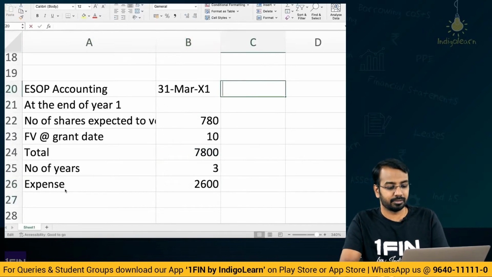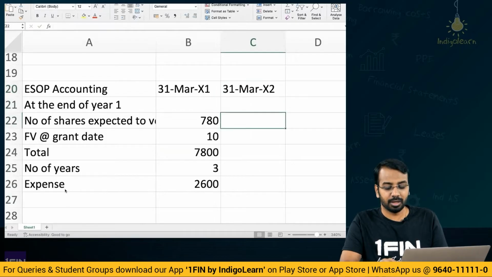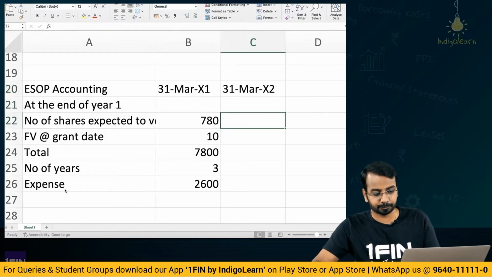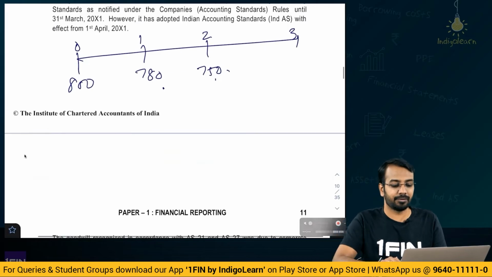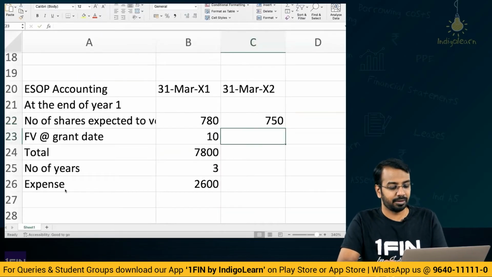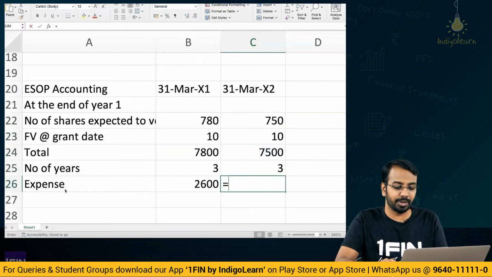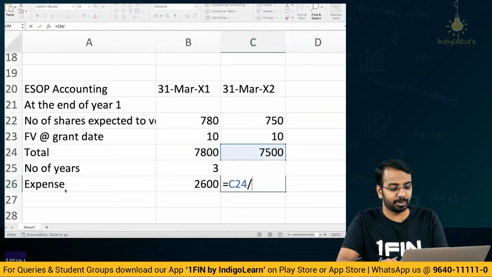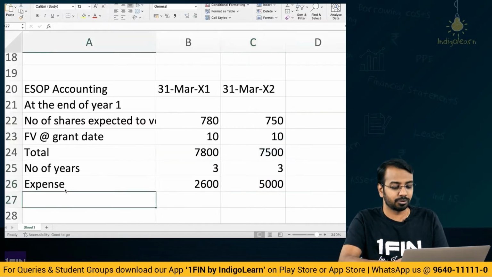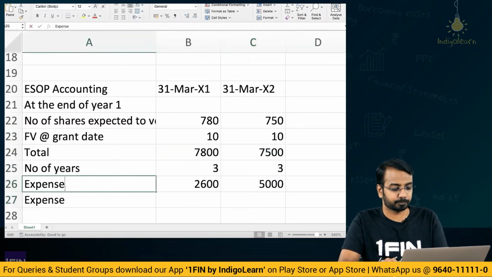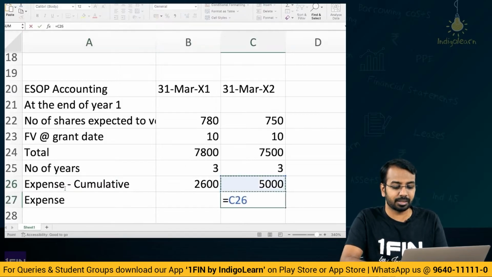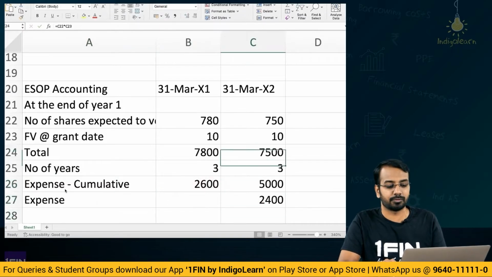Then come to second year, 31st March of year 2, at that point vesting expectation is 750. So, 750. Fair value at grant date is 10, total is 7500, number of years is 3, expense should be 7500 multiplied by 2 divided by 3, which is 5000. So, this is cumulative. Expense will be 5000 minus 2600, that is 2400.